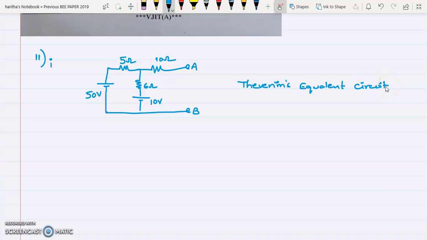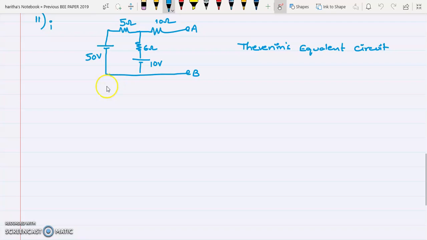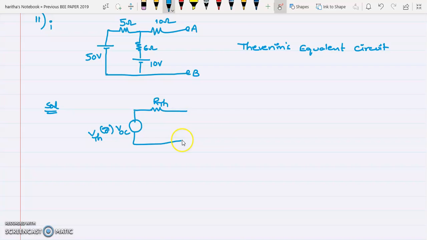So first you should have an idea of Thevenin's equivalent circuit. You have to draw the Thevenin's equivalent circuit first. Let us see the solution. So Thevenin's equivalent circuit consists of R Thevenin, that is Thevenin's equivalent resistance, and VOC, that is open circuit voltage or Thevenin's voltage, we can call it. And this series combination is connected across the load resistor. But in the given problem, a load resistor is not given. So in place of the load resistor, terminals are given, A and B terminals.